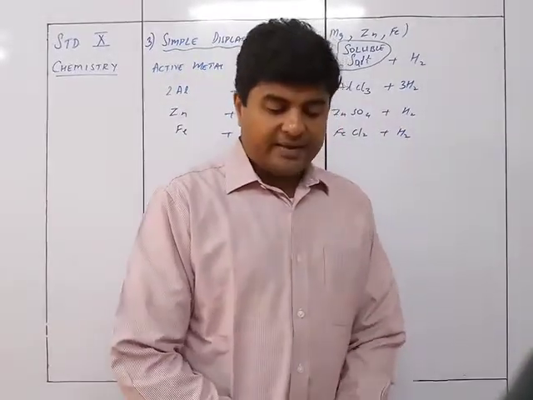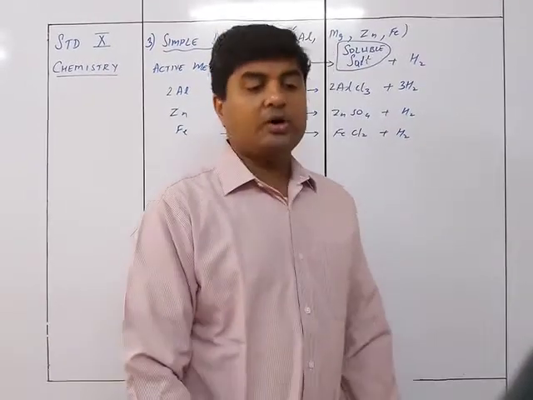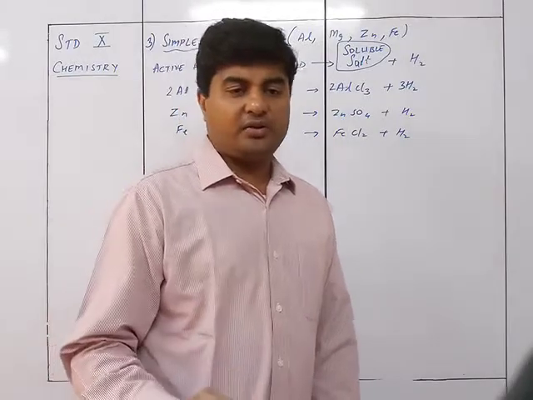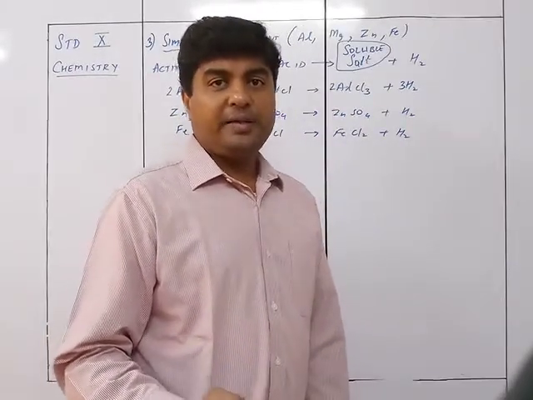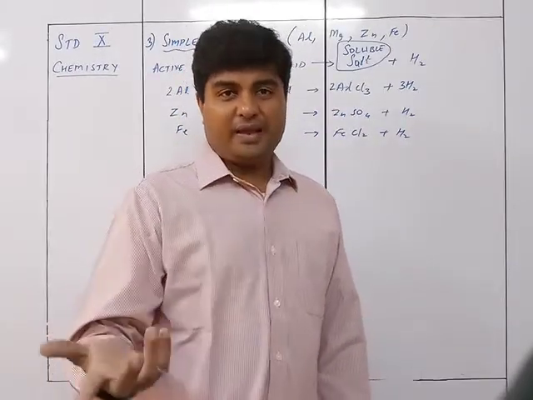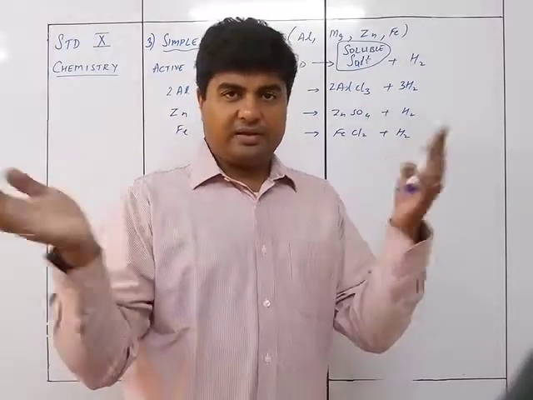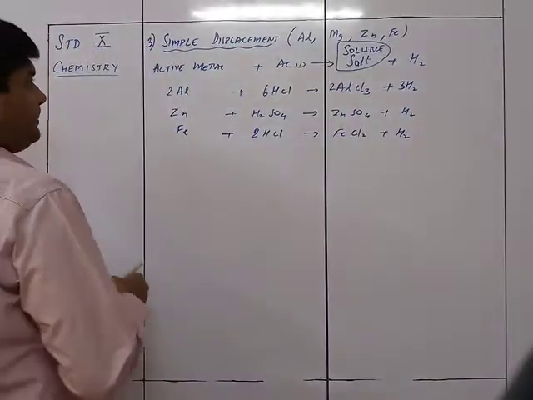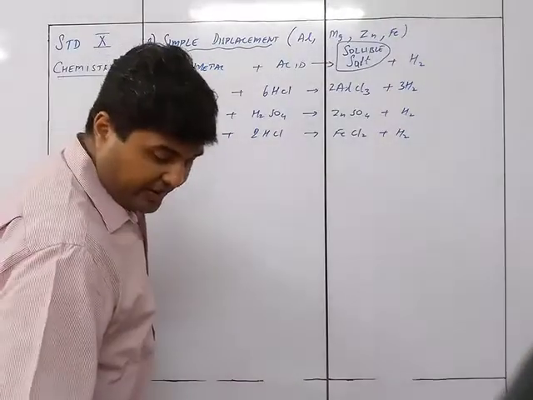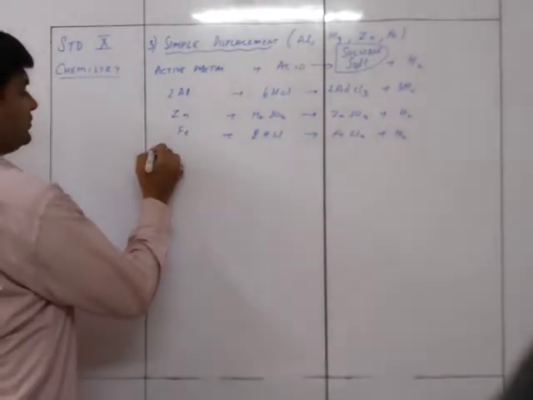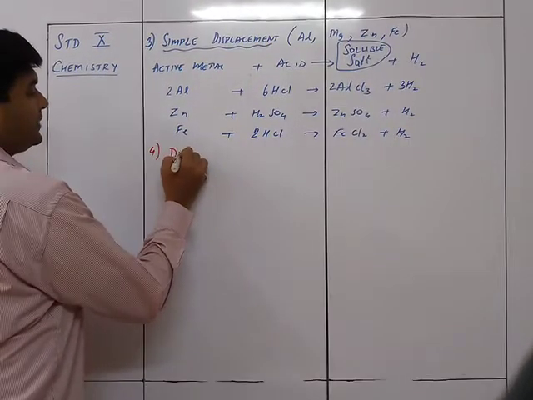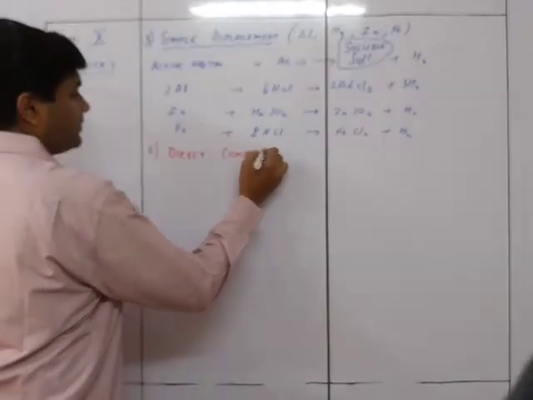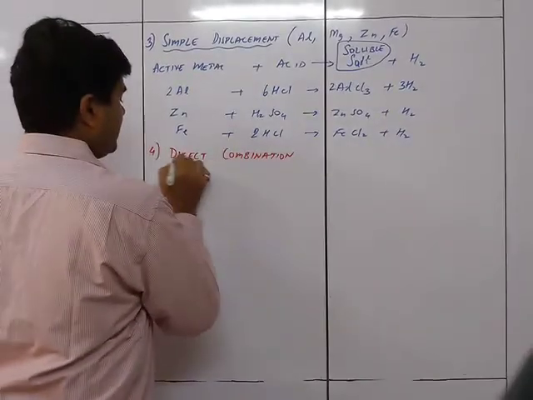The next move is the direct combination or synthesis method. That means A plus B giving me AB directly. We take Fe and Cl, giving FeCl3. So we have a metallic part and a non-metallic part giving rise to a salt. So that's the fourth one, the direct combination reaction.